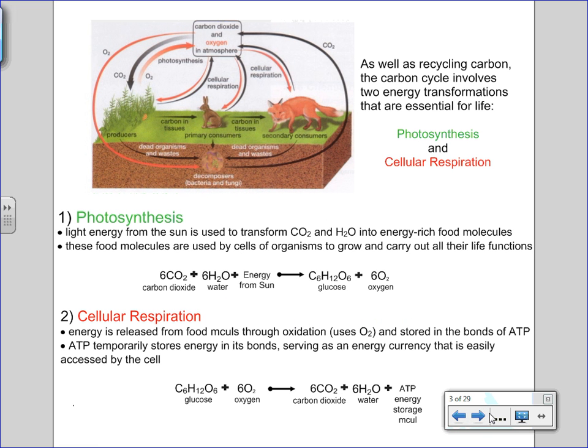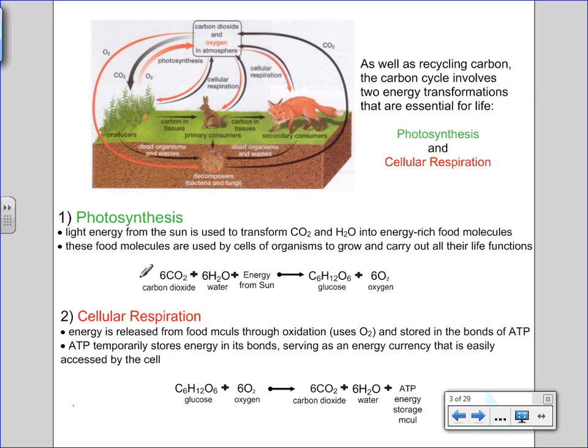This one is a slide that just shows the carbon cycle and how cellular respiration and photosynthesis are involved in helping to keep recycling carbon. They are considered two major energy transformations, and they're essential for life on Earth. So this is just to give you an overview, and then we'll get into each one more specifically.